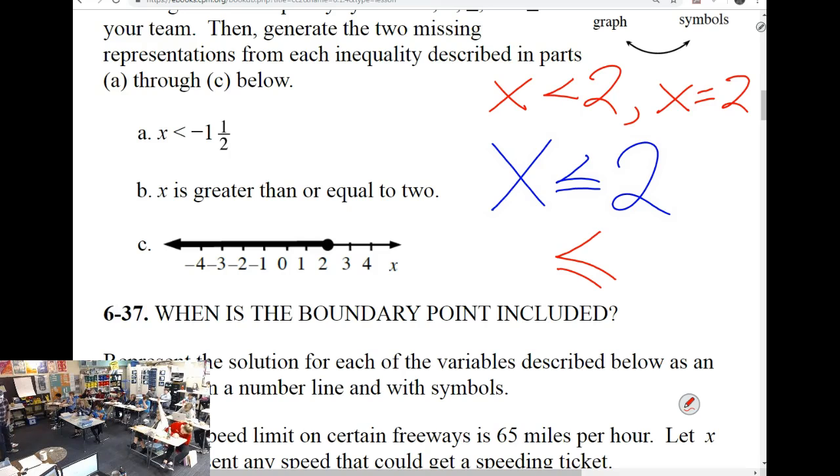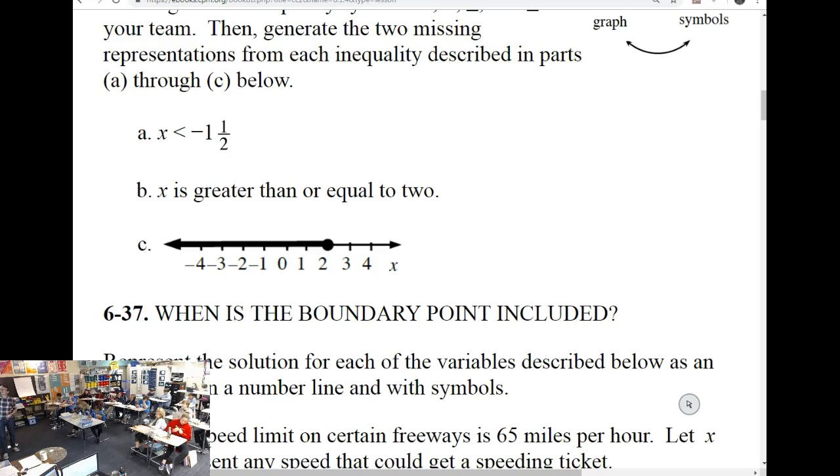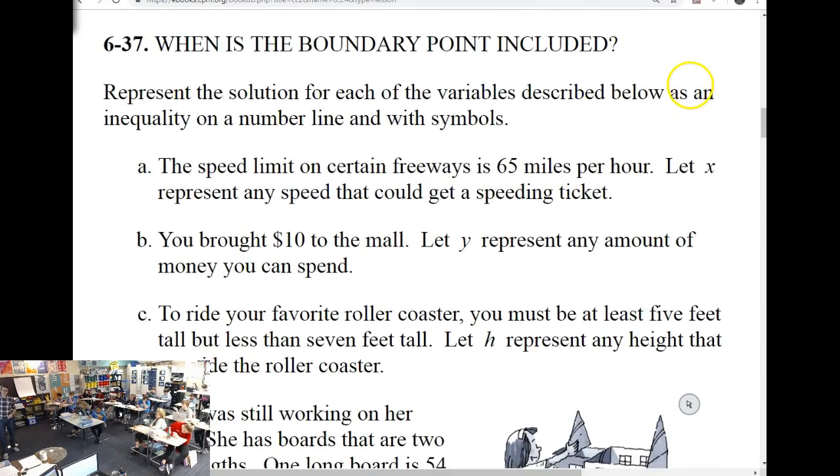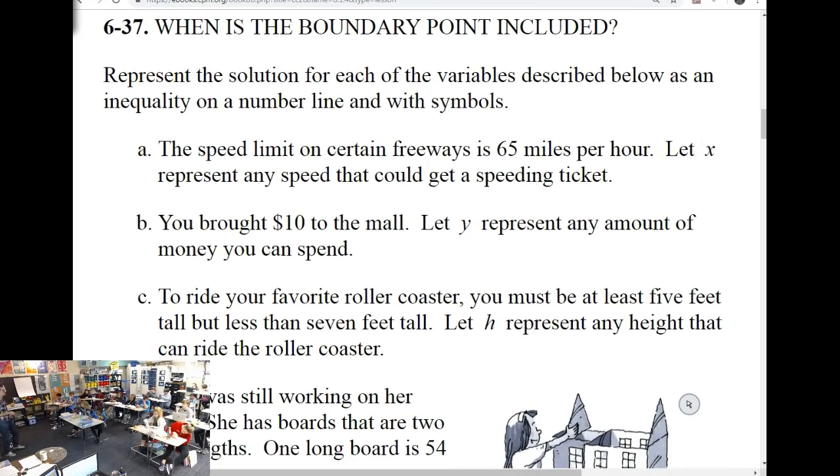Whatever makes sense in your brain, but that might be what was confusing you. Layla? What is the point of shading in the circle if it's or equal to? We are about to talk about that. Wait, so you shade the circle if it's equal to. Let's talk about real situations, and this will make more sense.